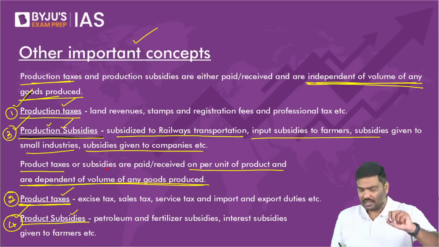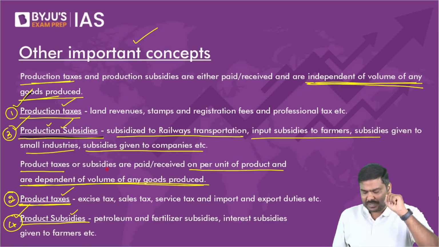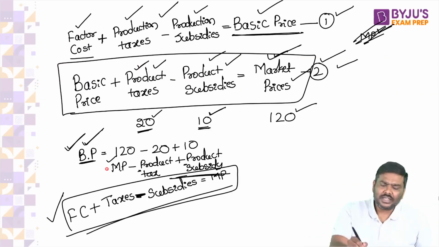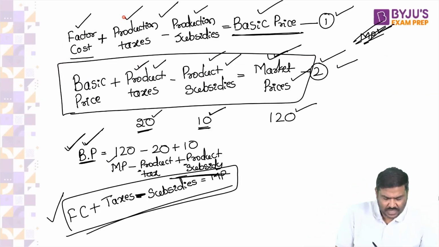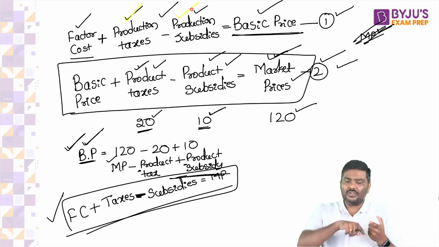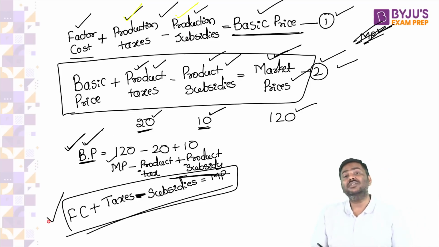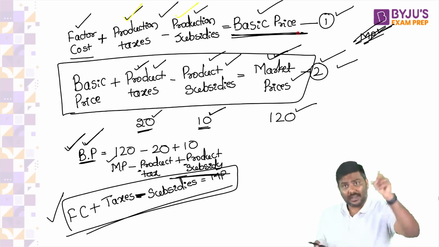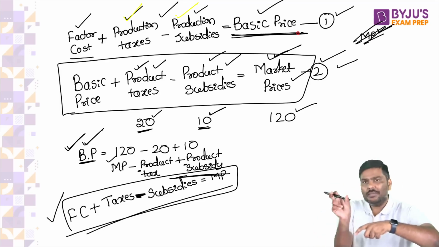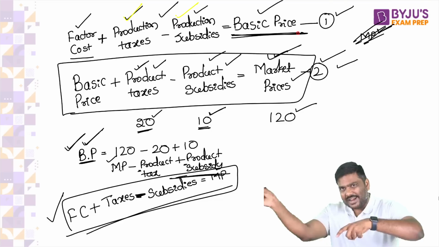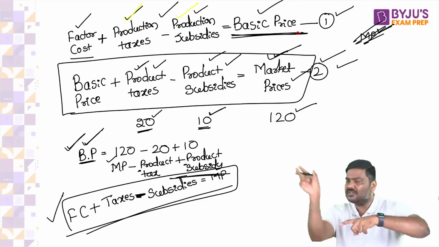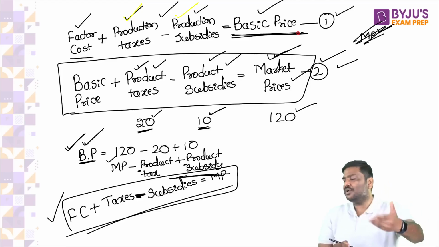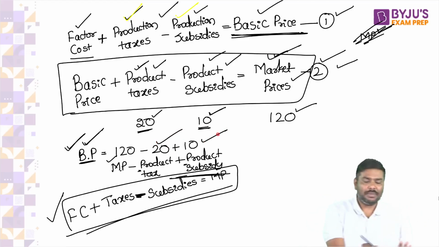What is the argument? As per the new methodology, we have introduced two types of taxes and two types of subsidies, and we want to account for all of them. That is the reason we have introduced the concept of a basic price. What is basic price? It is the price that should be received by the manufacturer when the manufacturer sells the product in the market, that is market price, minus any product tax plus any product subsidy. That is basically the basic price.